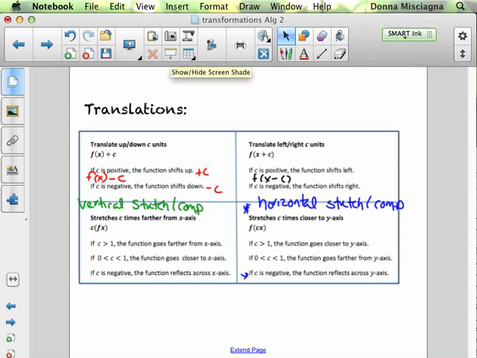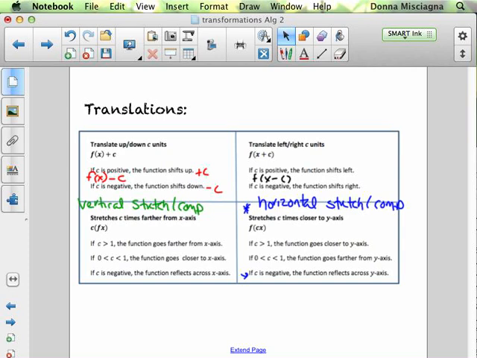This one, the stretch is along the x-axis. So if it's greater than 1, the graph is going to be compressed horizontally. And if it's between 0 and 1, it's going to be stretched horizontally. It's actually the opposite of the vertical stretch. But if you think about it, if you're stretching vertically, you're going to be compressed horizontally. So you'd expect those to be opposite.